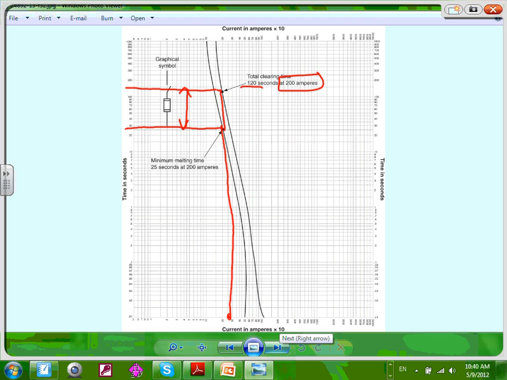So this fuse has a minimum clearing time. Here's my clearing time. This is my minimum clearing time, it's 25. You can do your math between how long it will take. Between 120 minus 25, that will give me 95 seconds. It will take between the time we sense to the time we open.